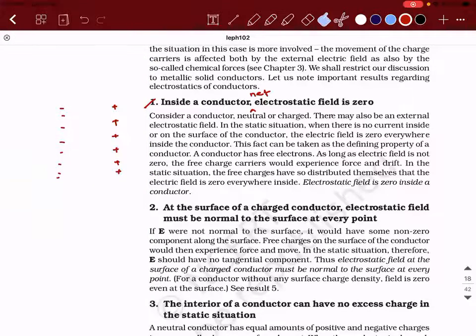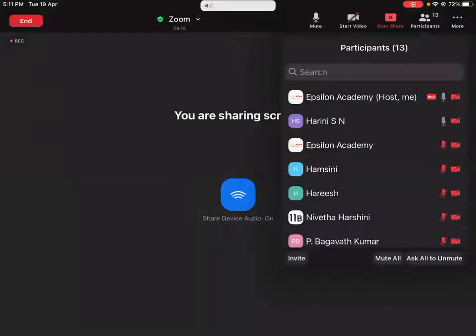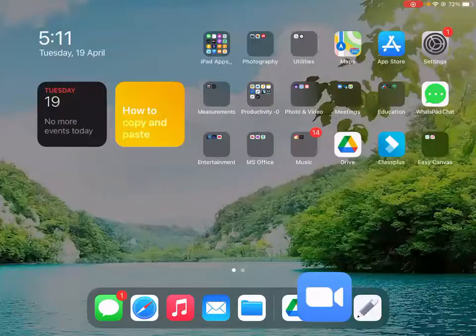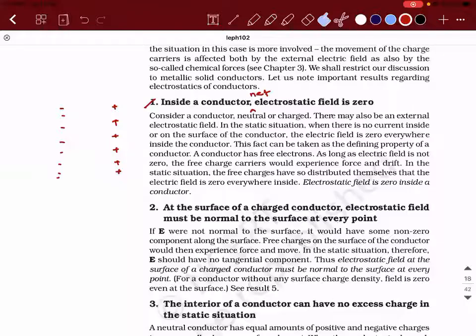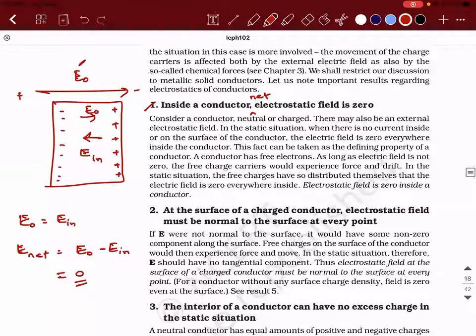Yeah, tell me. Sir, the electric field outside will not affect the electric field that is within the conductor? Which one? The electric field outside? Can you repeat? Sir, when there are two electric fields, won't they affect each other? No. Just see, there are not two electric fields. Listen, this external electric field is present. In the presence of the external electric field, you are keeping this conductor.